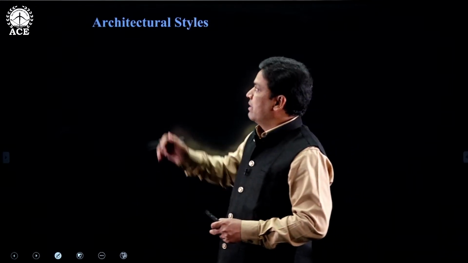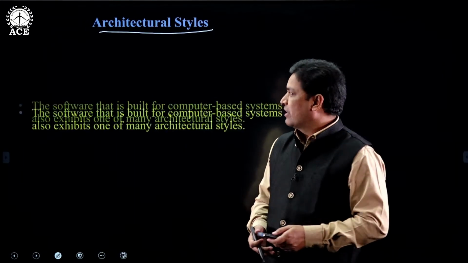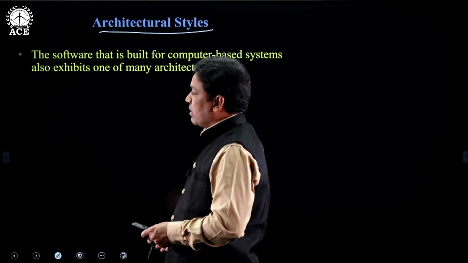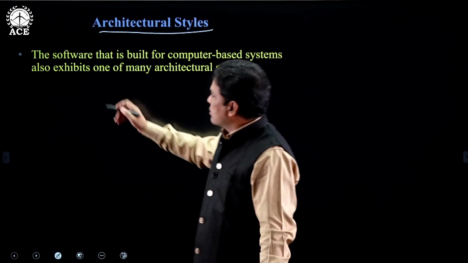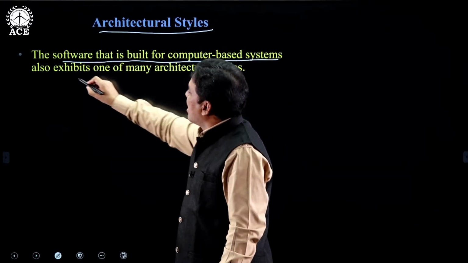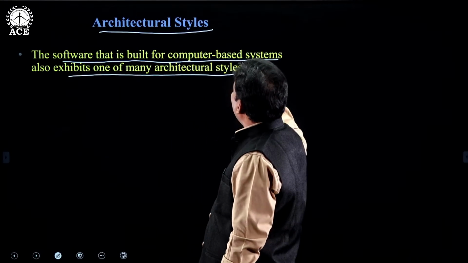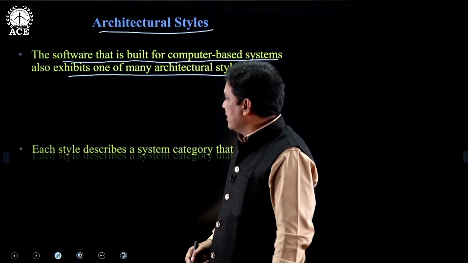Next, we are going to discuss one of the important concepts, that is architectural styles. What are the various architectural styles that we'll discuss with the help of diagrammatic representation? What is the importance of architectural styles, and what are the various types of architectural styles that we'll discuss in detail, right? The software that is built for computer-based systems also exhibits one of many architectural styles.